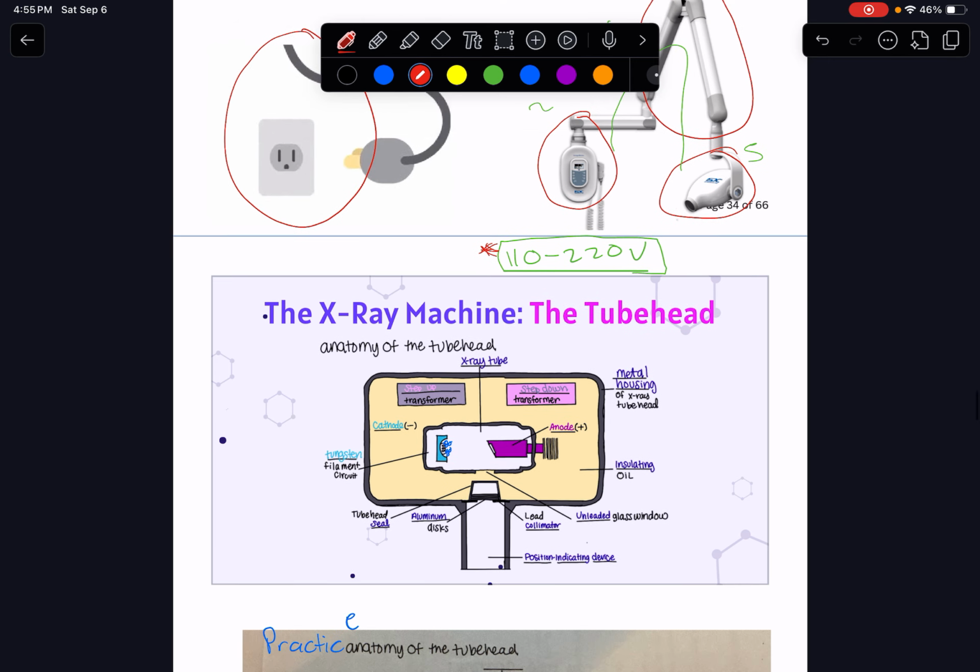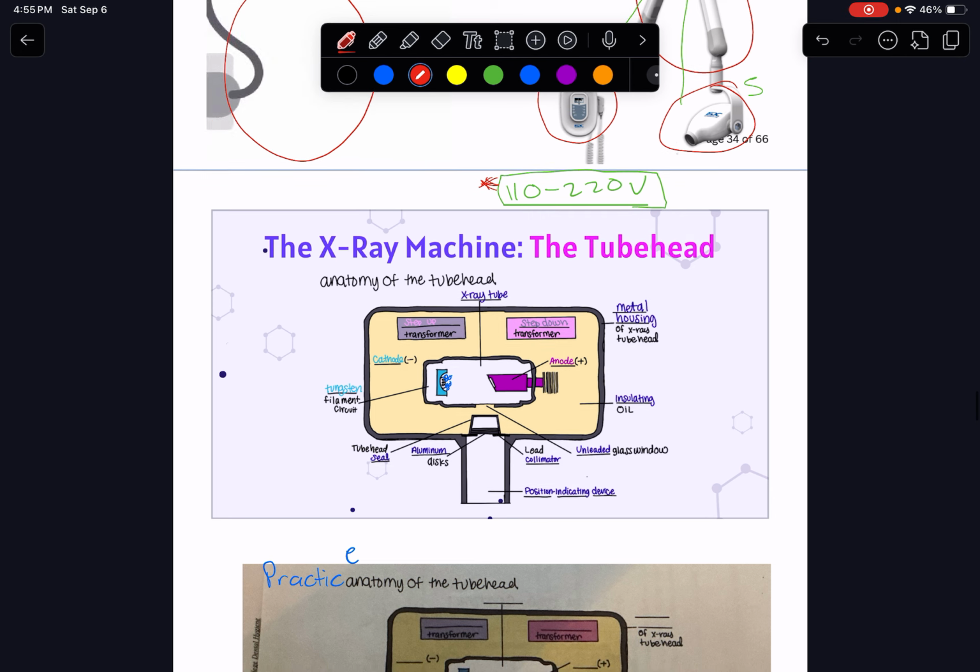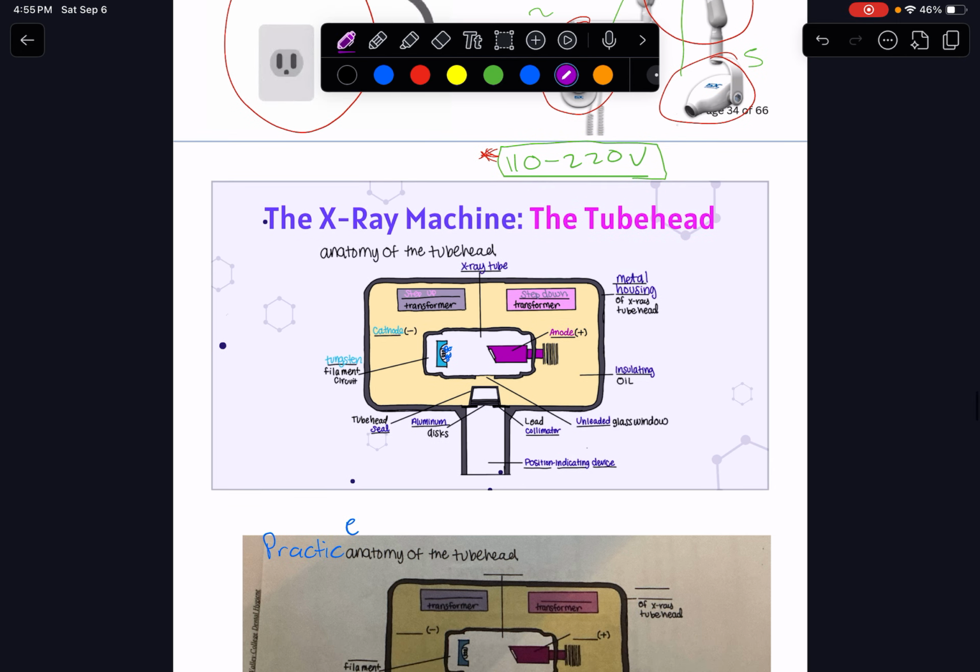When that electricity travels through the tube head, it's going to hit right here. It says it's directed to the filament circuit and step down transformer. So it's going to hit right here, and I'll show you guys. It's right on the thing. That electricity is going to go right here first. So this is step one. It's going to hit that step down transformer.